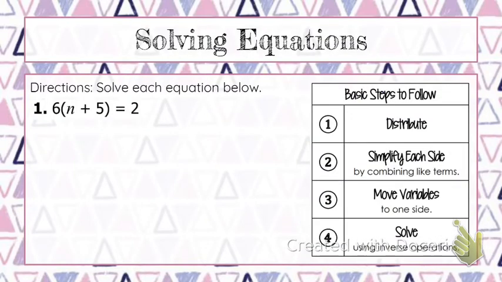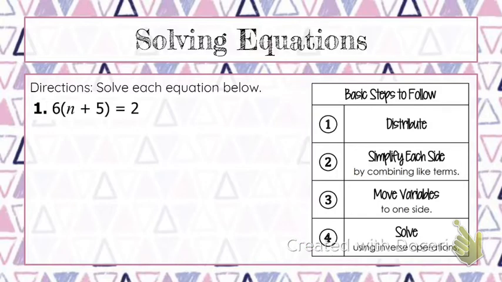So the basic steps for solving equations. When we talk about solving equations, the first thing to notice is there will always be an equal sign and there will be a variable. We'll have to solve for this variable. So we'll end up with n equals something. So here are our basic steps we're going to follow.